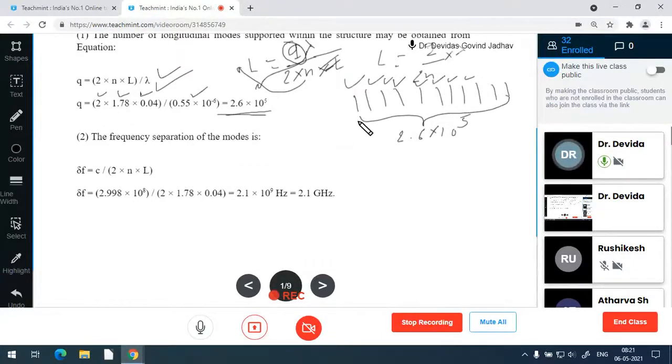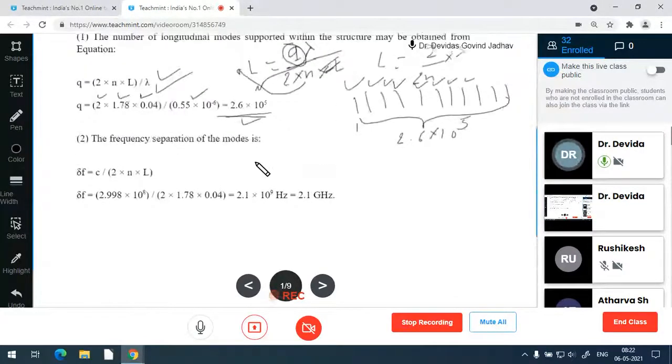Suppose this is 1 gigahertz, this may be 1.0002 gigahertz, and so on. And this continues up to terahertz frequencies. So these many frequencies are supported. That is Q. These many modes means these many longitudinal discrete frequencies are supported.